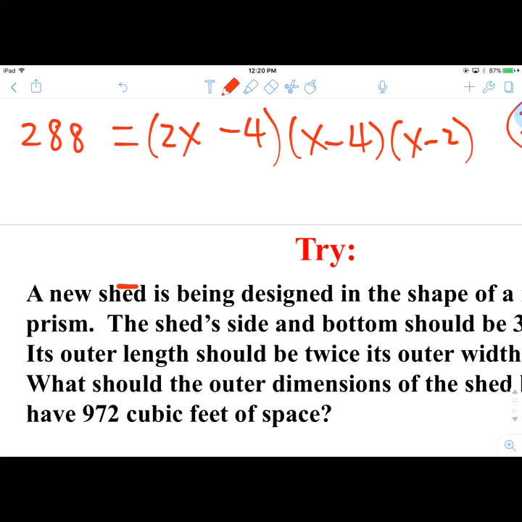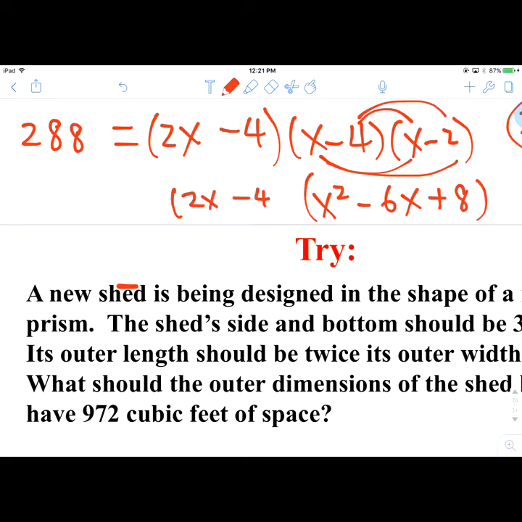And this is when we need to make use of our multiplication skills. So all those foiling, superfoiling skills will come in handy now. So we're going to first, I think it's easier to just multiply these two. So we're going to FOIL that. So we got x squared minus 2 minus 4, that gives us minus 6x, and then a plus 8. And then we're going to bring down the 2x minus 4 here equals 288.